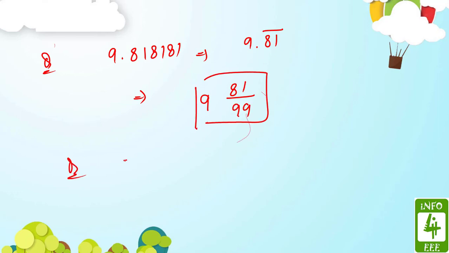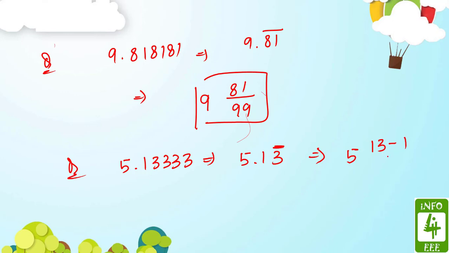Suppose we have a question like 0.1333. In this question we have 0.13 bar. Bar is on only 3. So what you will do, A is your 0. For B and C, you need to write the whole number, which is 13, and subtract the number on which we do not have bar. The total number of digits on which we have bar is only 1, so 9. The total number on which we do not have bar is only 1, so we have 0. So the answer will be 12 by 90. So that way we need to solve.